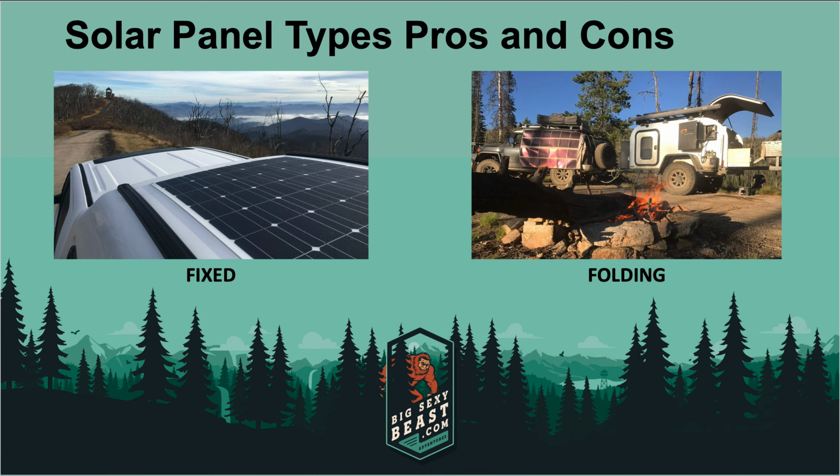On the left-hand side here is my Tundra that you've seen in some of the videos. It has a fixed 200-watt solar panel on top of it. The pros to that are it's always there, it's always on. I can pull into a Walmart parking lot and be making power while I'm in picking up supplies to head back out into the woods. And that's really, really nice.